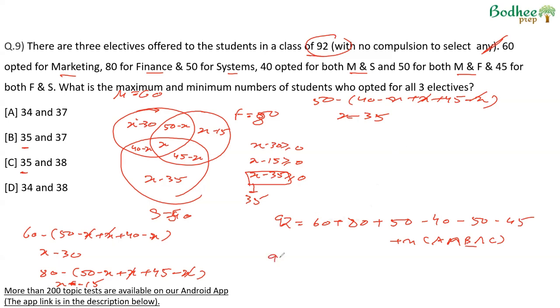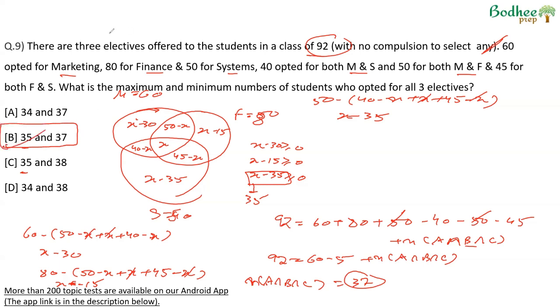So this becomes 92 is equal to 50, 50 cancel, 45, 45. This will be 60 minus 5. 80 minus 85 plus n of A intersection B intersection C. Therefore, n of A intersection B intersection C, number of people with all three courses, will be 97 minus 60, which is 37. This will be the maximum number possible. So the range of values will be from 35 to 37, minimum to maximum, option B.